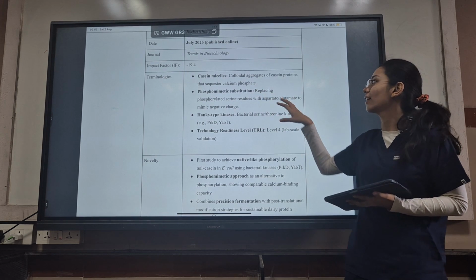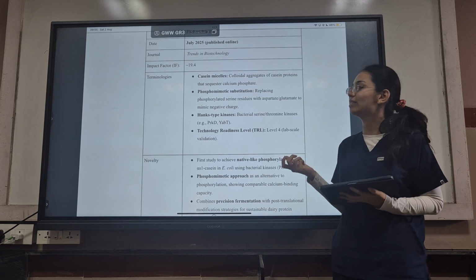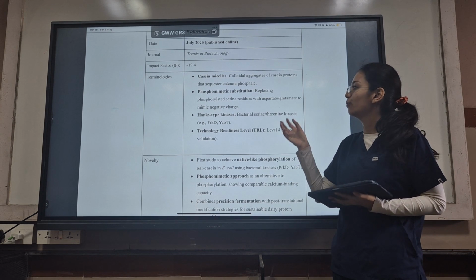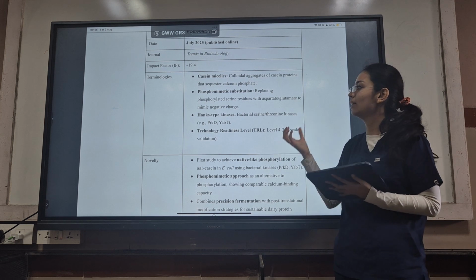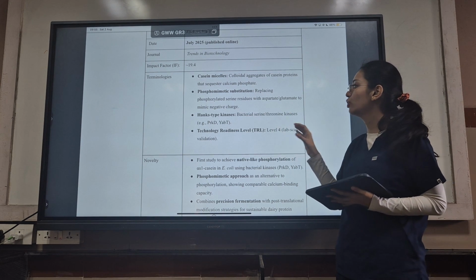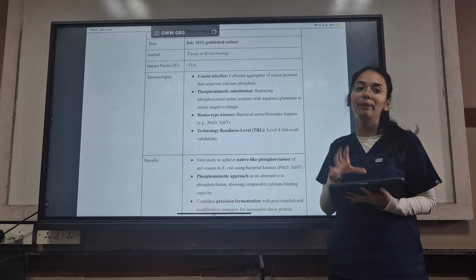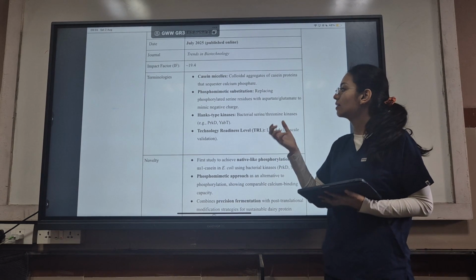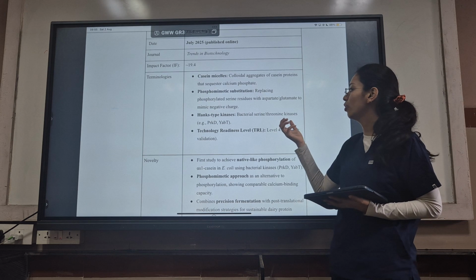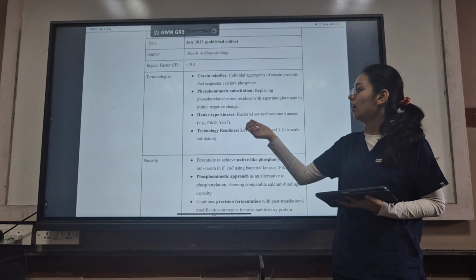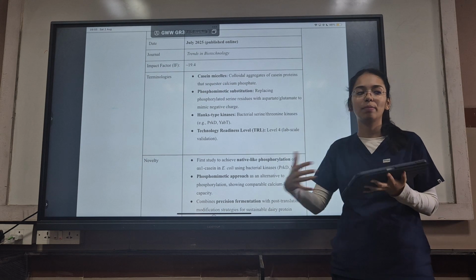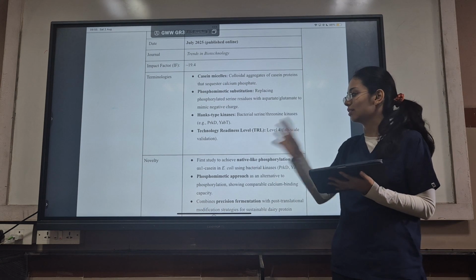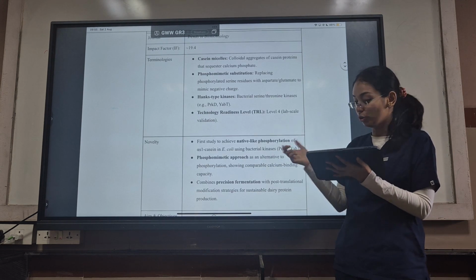So the terminology is casein micelles. It is a colloidal aggregate of casein proteins that sequester calcium phosphate. And the phosphomimetic substitution is nothing but replacing phosphorylated serine residues with aspartate or glutamate to mimic negative charges. Enhanced kinase is a bacterial serine or threonine kinase, and TRL is level 4, which is a technology scale used in innovation.